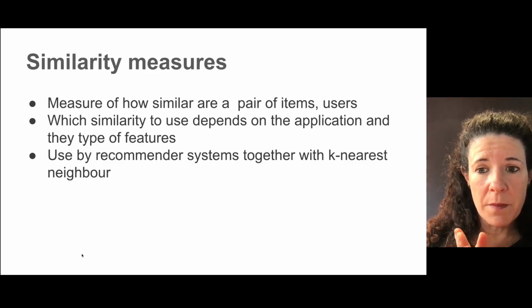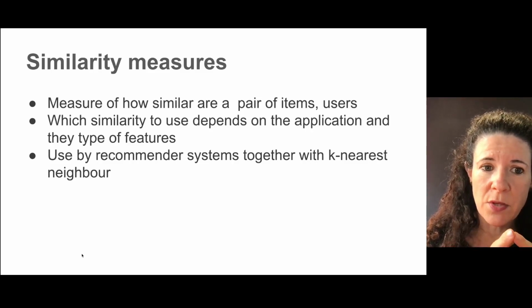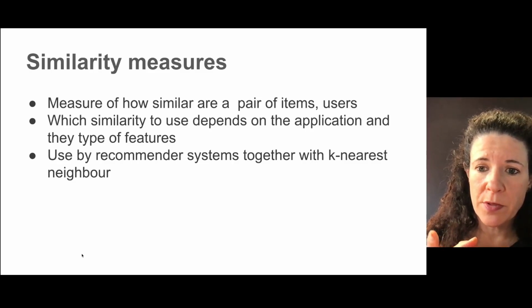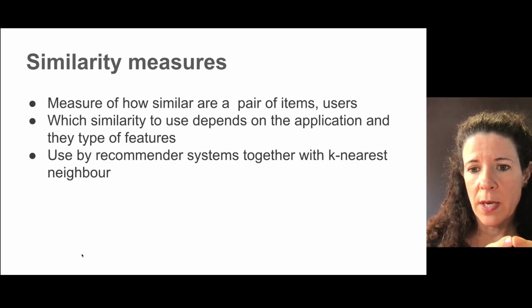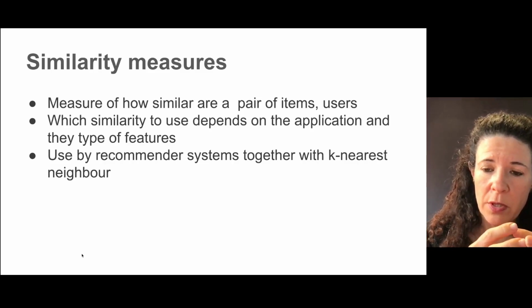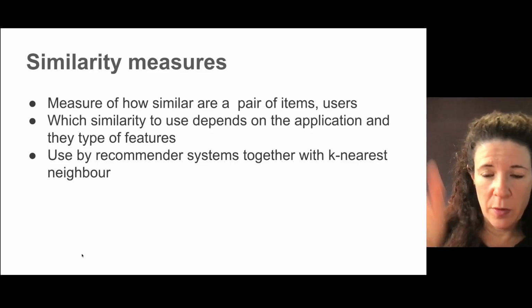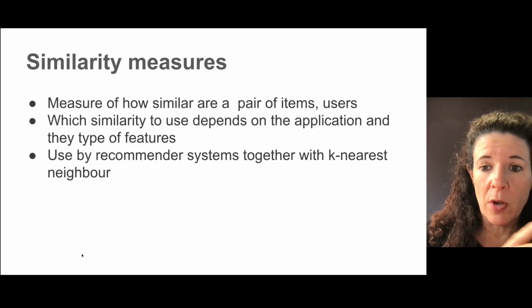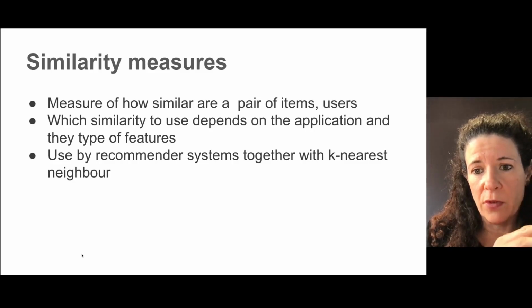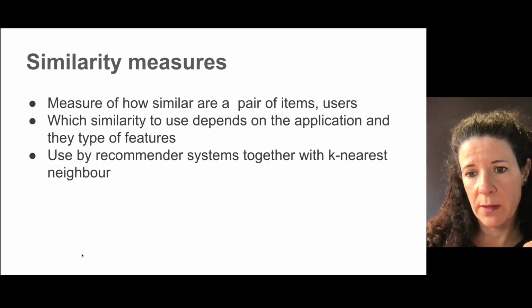Then, based on those similarities, you can use something like K-nearest neighbors to make recommendations. So, if I have a particular book, what you can do is look at the similarities between this book and all the other books and pick the top K books. And those would be the ones that maybe you want to recommend.